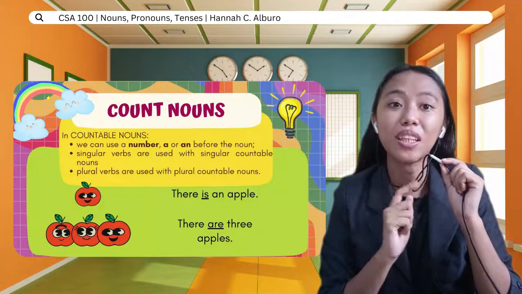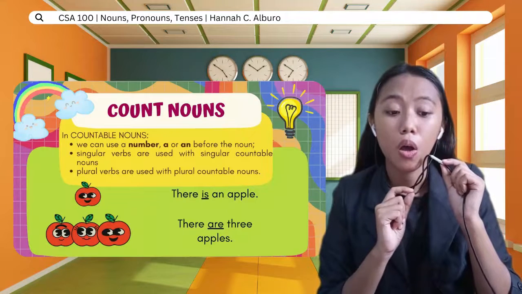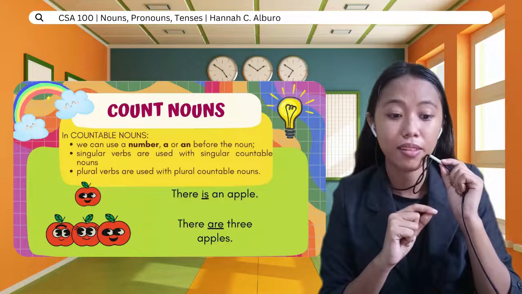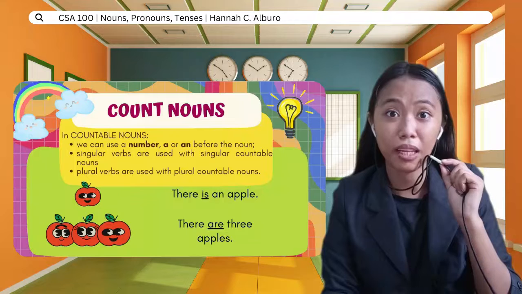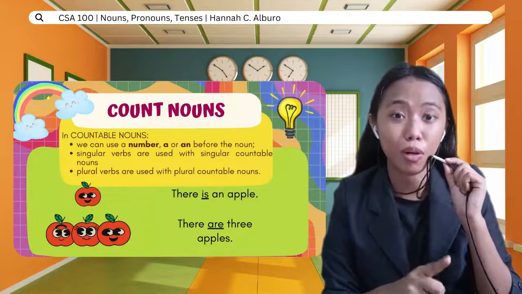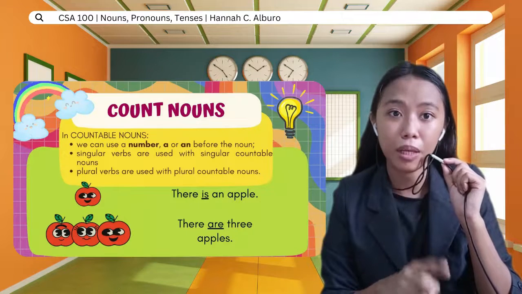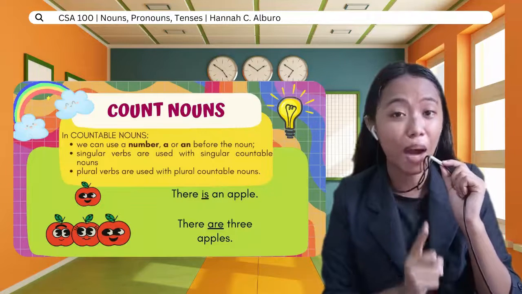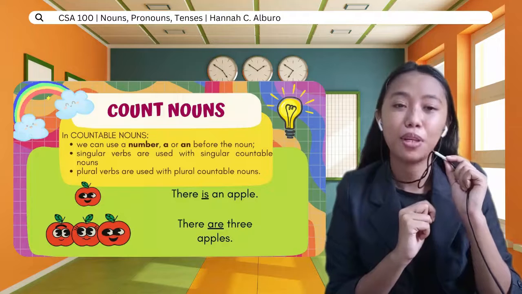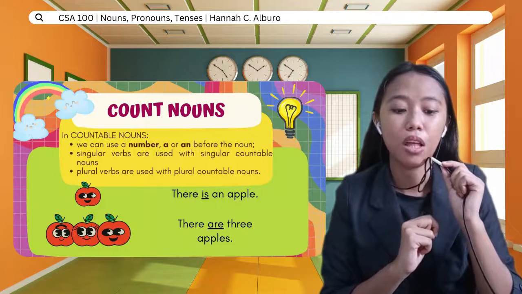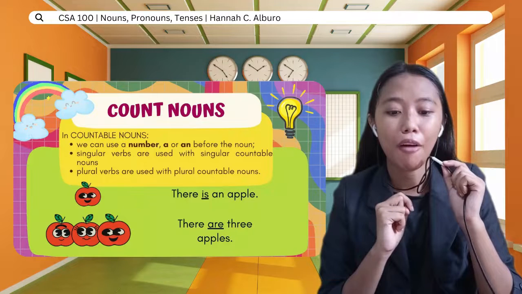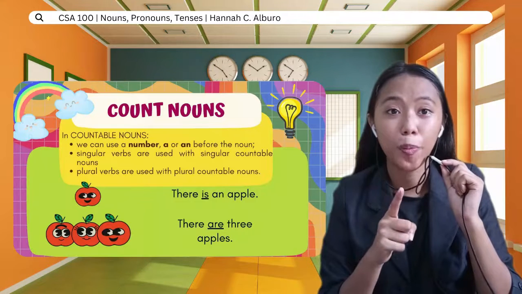So, next rule is we have the singular verbs are used with singular countable nouns. Okay, so what is the verb that we used here in the sentence? It is the word is, right? It is a singular verb. So the singular verb is matches the singular countable noun apple. So okay, for the second sentence, we have there are 3 apples. We have here the verb.